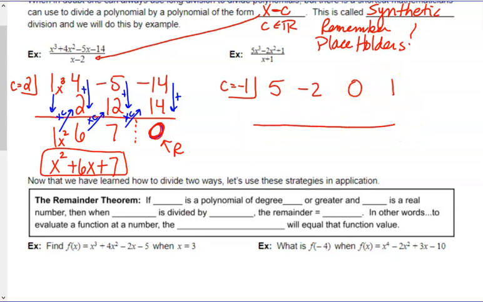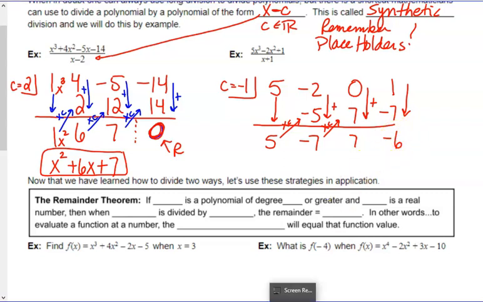So here we go. By example, I'm going to bring the 5 straight down, so I get a 5. Multiply by c, so multiply by -1 gives me -5. Add these two gives me -7. Multiply by c to give me a +7 because -7 times -1 is a +7. Then I'm going to add to that, and then we're going to multiply again and add. So that gives me a -6. Now that, again, is the remainder.